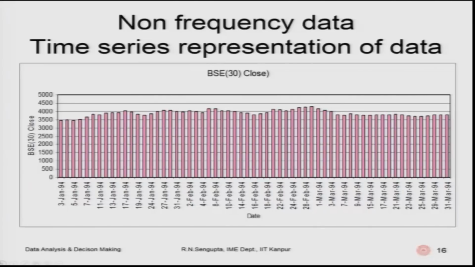So, the BSE 30 close values are given on the y axis starting from 0 to 5000, and along the x axis we have basically the times. So, the histogram which you have basically can be drawn in another way also. It gives you how the prices vary if you follow the marker, that is, how the BSE 30 index prices change from almost the 1st of January 1994 till the end of March 1994.